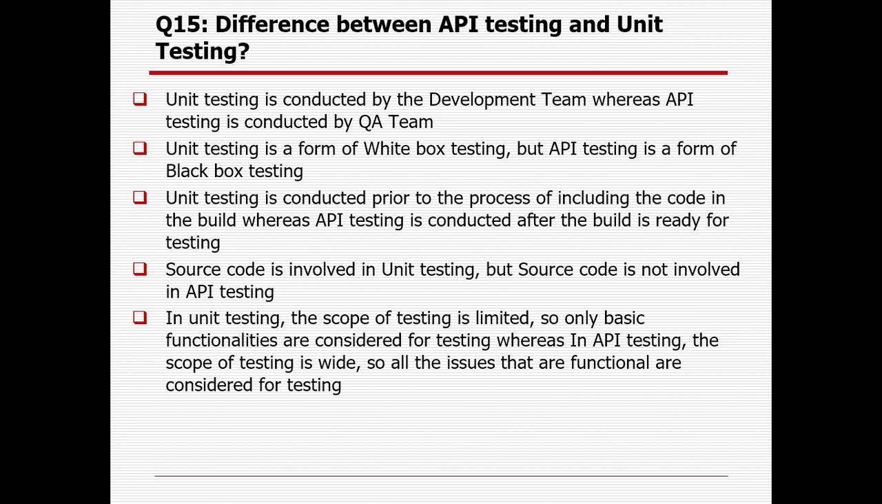Source code is involved in unit testing, but source code is not involved in API testing. In unit testing, the scope of testing is limited, so only basic functionality is considered for testing, whereas in API testing, the scope of testing is wide, so all the functional issues are considered for testing.